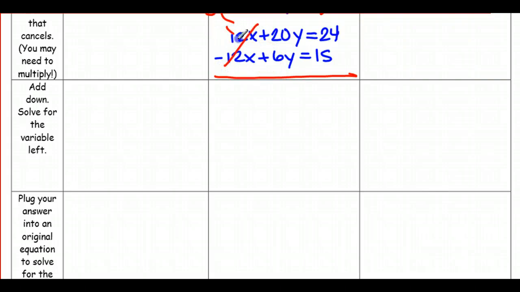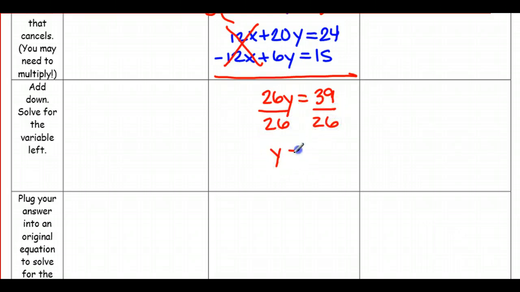Remember that our x terms are the ones we chose to eliminate. So now we have 20 plus 6, which is 26y. And 24 plus 15 is 39. Divide both sides by 26. And when we do that, we get that y equals 3/2.